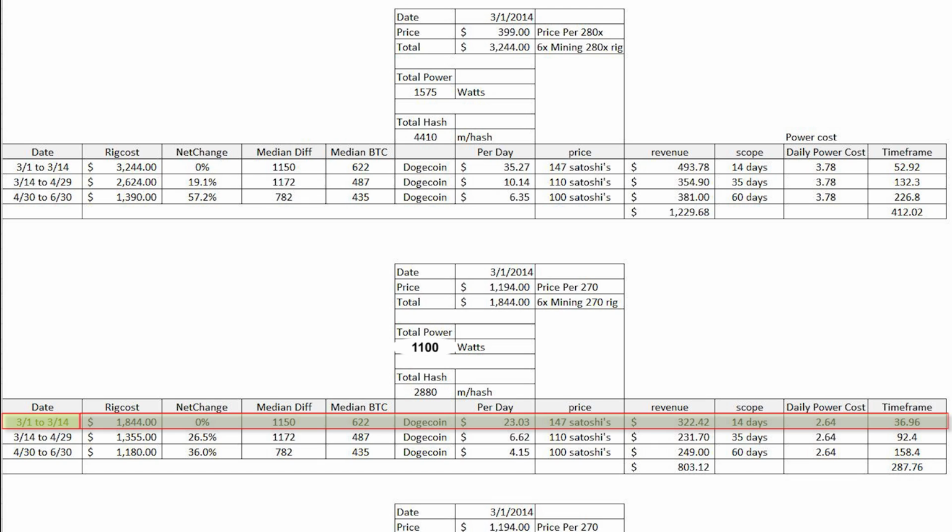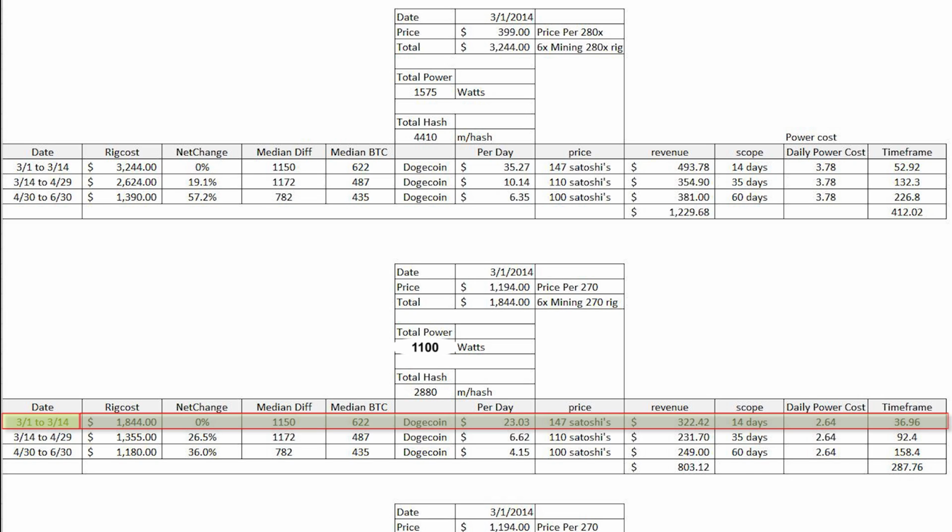From a fixed asset perspective, a 6x R9-270 rig roughly cost about the same as the 8x Gridseed rig at that point in time, in the March 1st time frame. They're around $1,600 to $1,800 for the entire rig. But from a power usage standpoint, the R9-270 uses about 1100 to 1200 watts of power. That equates to about $2.60 a day if you're using that continuously in the middle of the country.